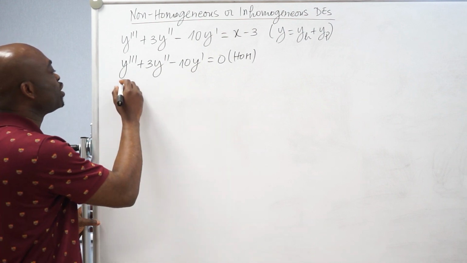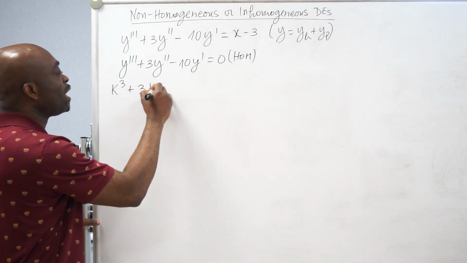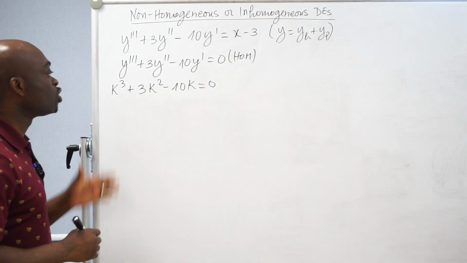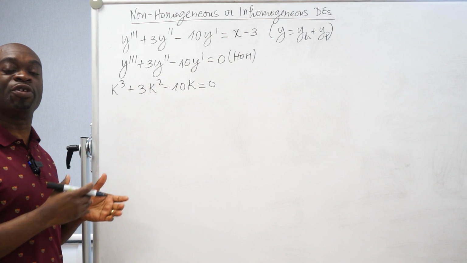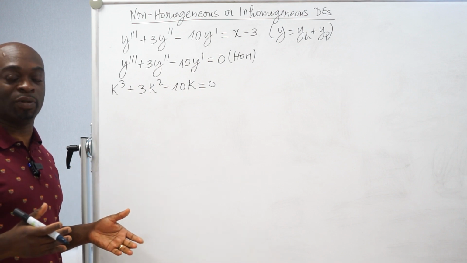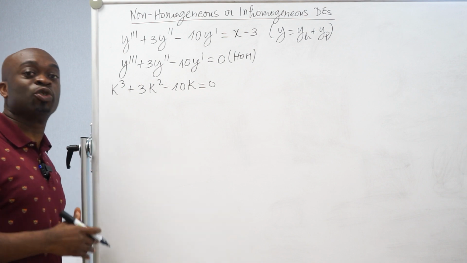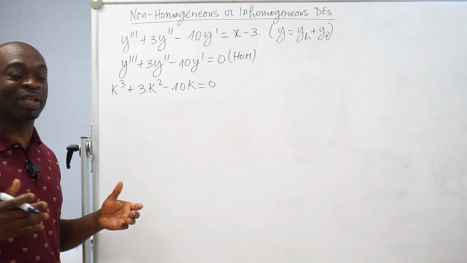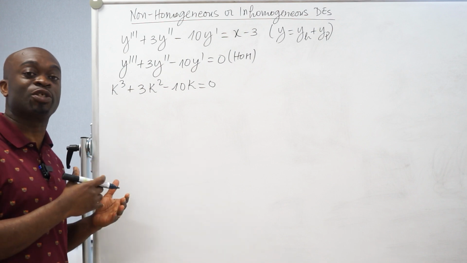The characteristic equation is going to be k^3 + 3k^2 - 10k = 0. So we have this one here to solve for. All the time you think about whether you can factor it. If I can't, what other way can I do it? Am I going to do long division? Am I going to do trial and error? Anything like that will help, but you have to think very quickly about which is the easiest way to go.